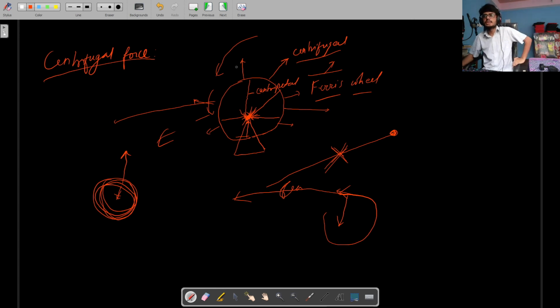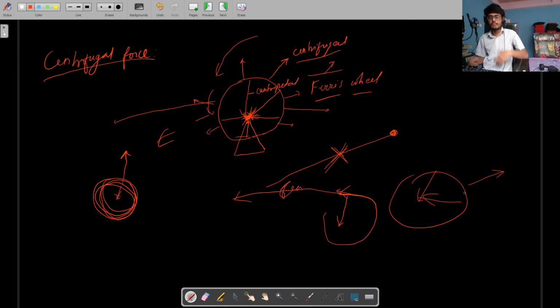So what are centripetal force and centrifugal force? Centripetal force is the force that favors the circular motion. It goes inside. It's directed towards the axis of the circular object, whatever it is. And centrifugal force is the force that is against the axis. That'll prevent the circular motion. That'll go in the direction opposite to the axis, right? So that should be clear.